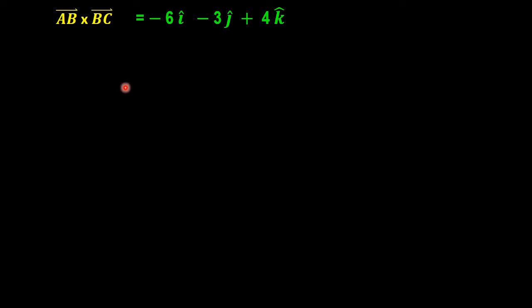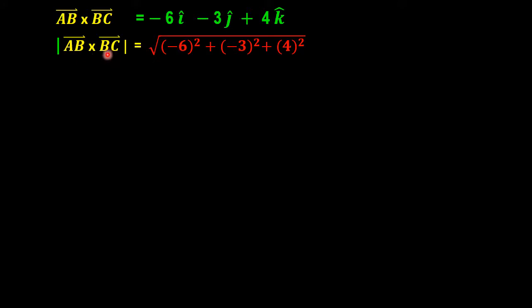Now we have already got the cross product of AB and BC vector, so we find the magnitude. The magnitude of AB cross BC equals the square root of (minus 6) whole squared plus (minus 3) whole squared plus 4 squared, which will be root 61.